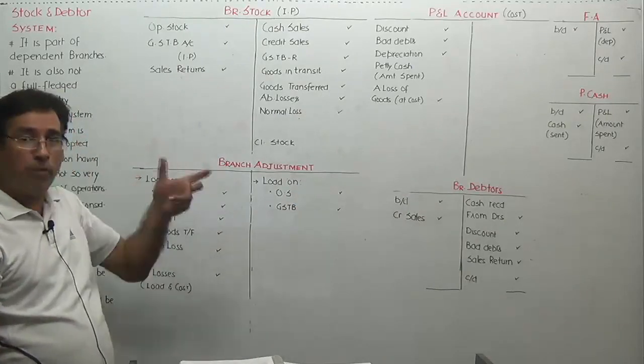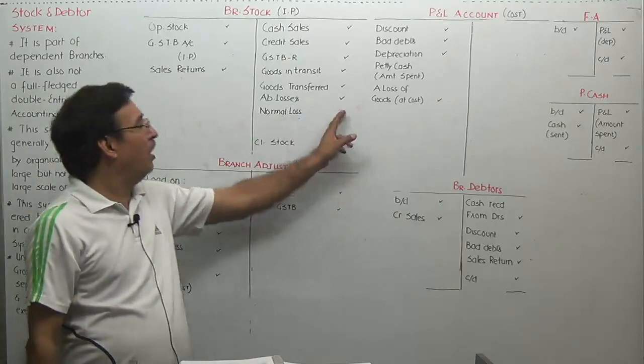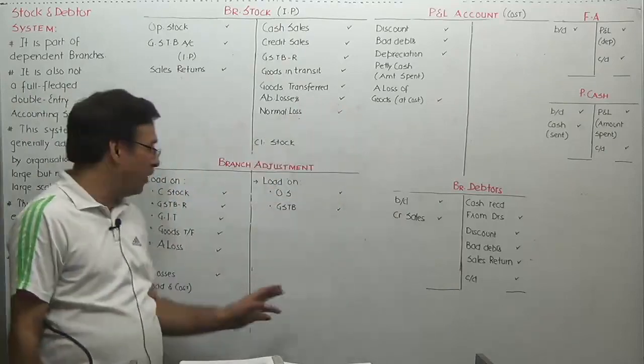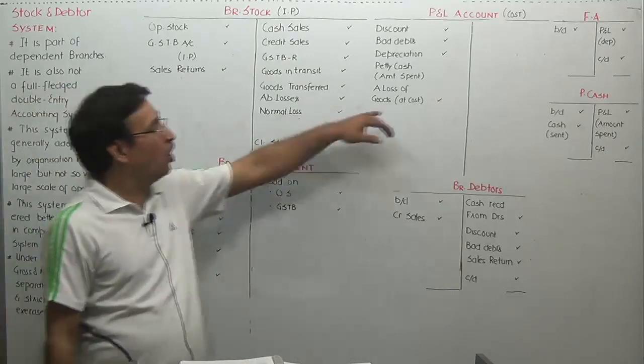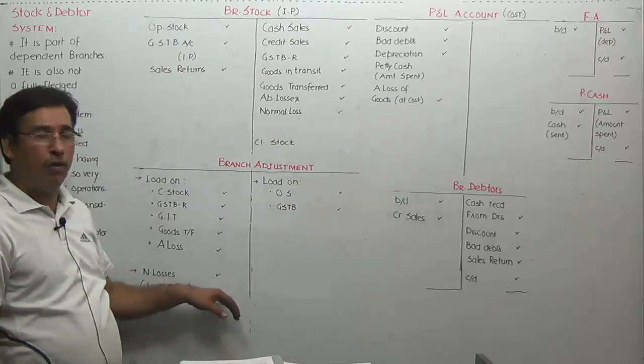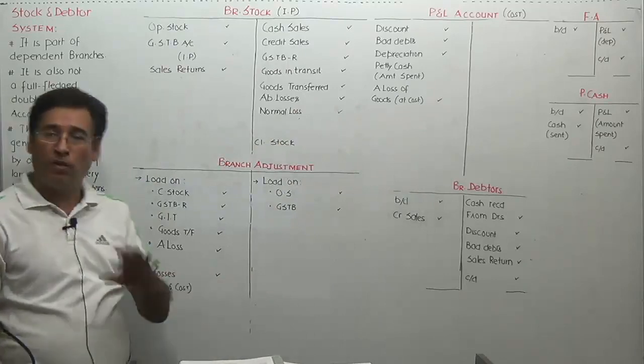It is not split, unlike abnormal losses. Abnormal loss is split into two categories: the loaded part is written here, and the cost part is written here. And for normal loss, you can directly write the full normal loss in the trading account. You got it or not?